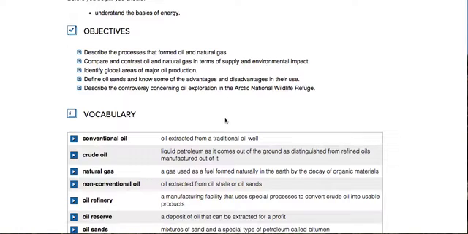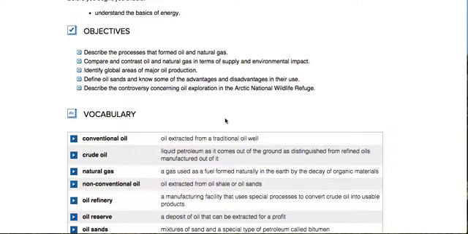But hopefully, after you've gone through the lesson, you understand the processes that help form oil and natural gas. You'll be able to compare and contrast oil and natural gas in terms of supply and its environmental impact. And this is really a hot topic issue right now, and we'll talk about that in a few minutes. Talk about the global areas of major oil production, define oil sands and know some of the advantages and disadvantages of their use, and then, of course, describe the controversy concerning oil exploration in ANWR, or the Arctic National Wildlife Refuge, because that's another really big hot button issue right now that is making national news.